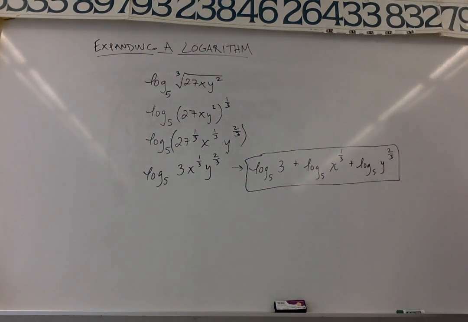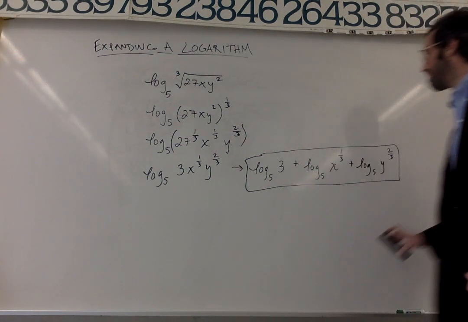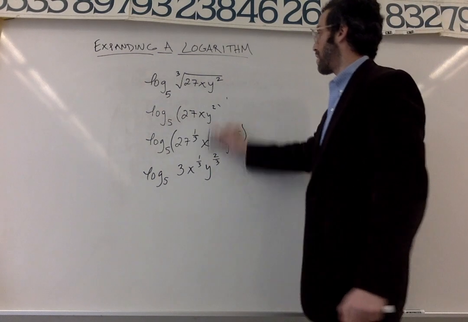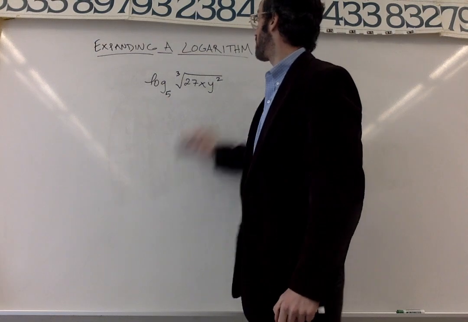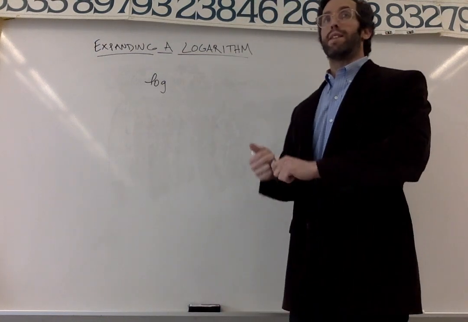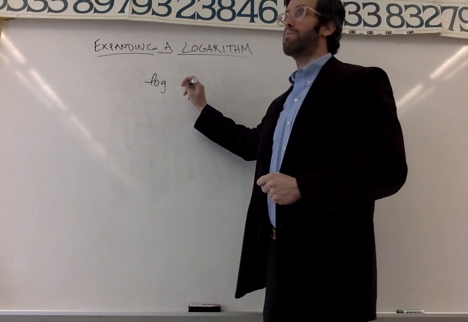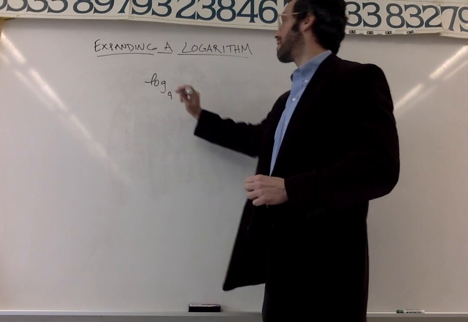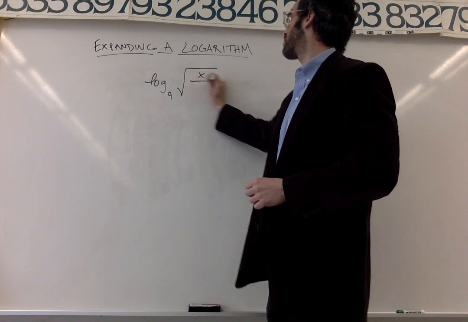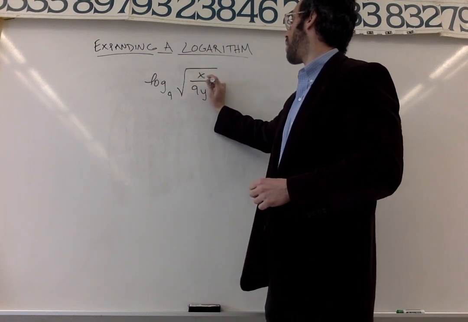All right? One more example. We'll do one now where we incorporate the subtraction property. All right. So let's see. Log base, let's use a base of 9 in this case. Why not? Of the square root of x over 9y to the 6th.